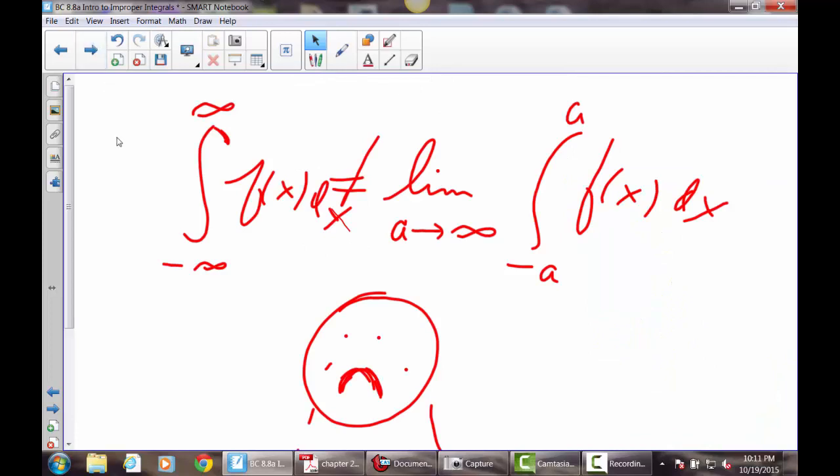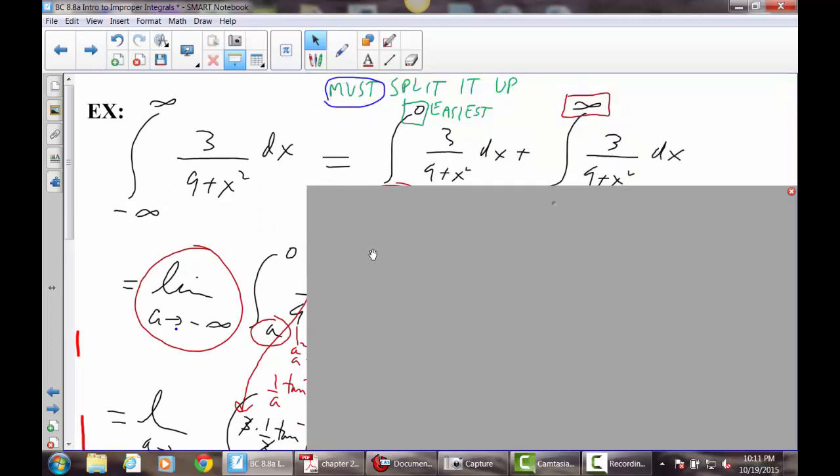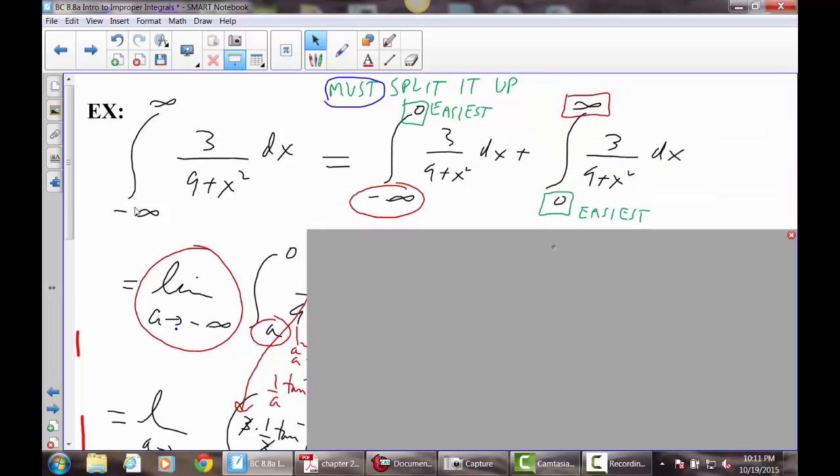Now, one thing you have to be careful of, if you have negative infinity to infinity, you cannot, I repeat, you cannot write a, negative a, and let the limit as a goes to infinity. That will not work. I cannot give you any points at all if you do that. You will cry, very much so. I would try to make an unhappy face, but somehow it looks like a mustache. Anyways, as an example, if you have negative infinity to infinity, you can't write it as one limit. What you have to do is split it up.